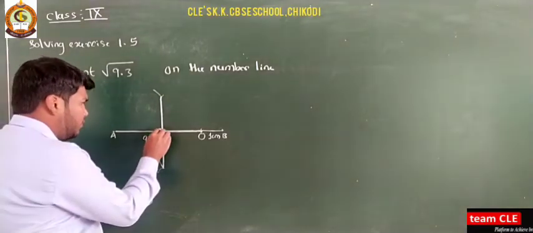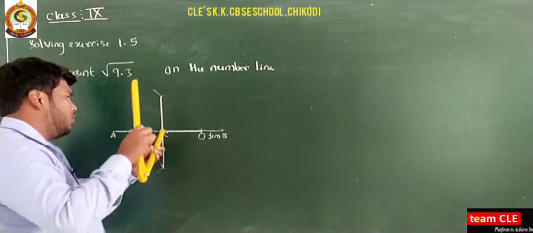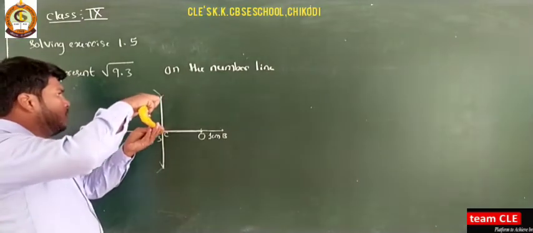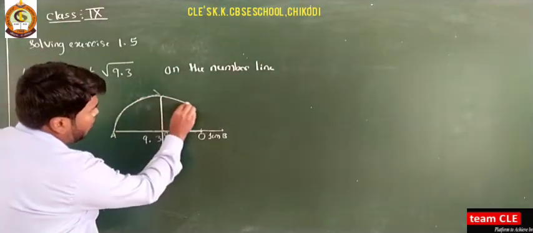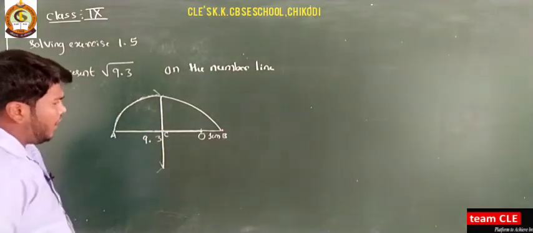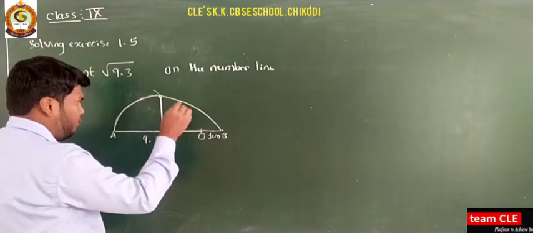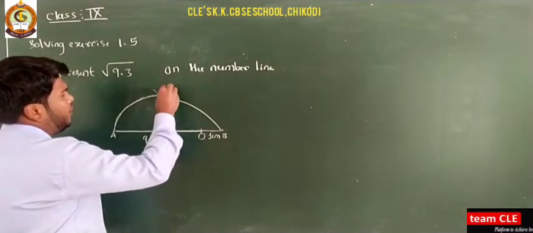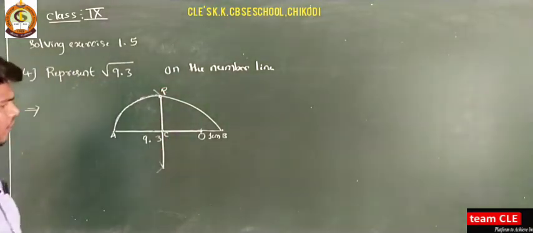Now keep the compass on the point C and draw the semicircle like this. Keep on drawing this semicircle. You will get a semicircle, and this point you call D and this point B. I call this point P.